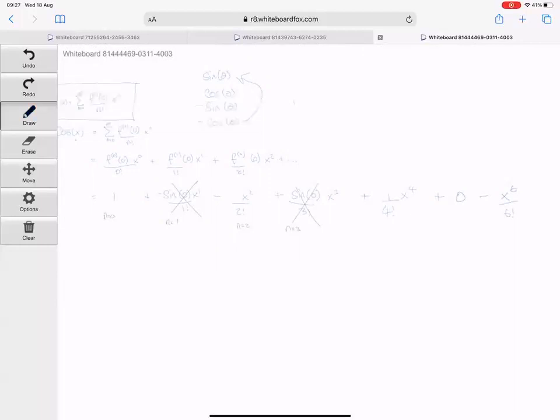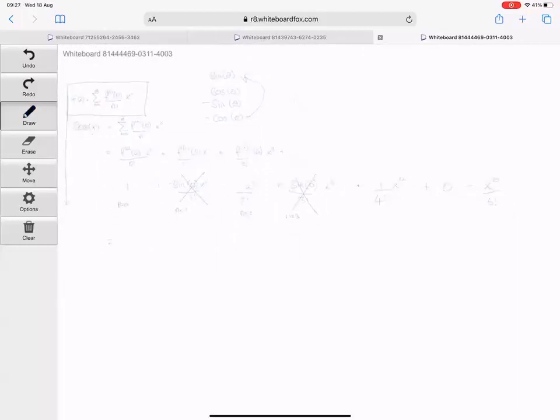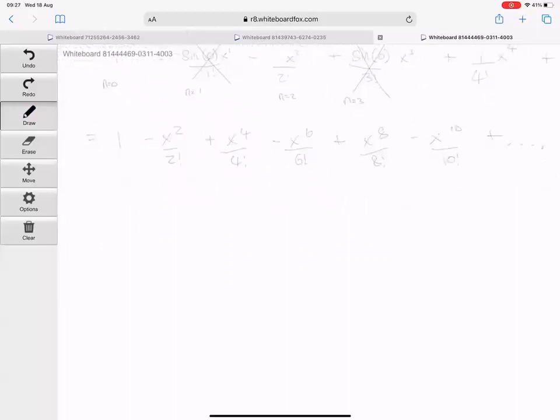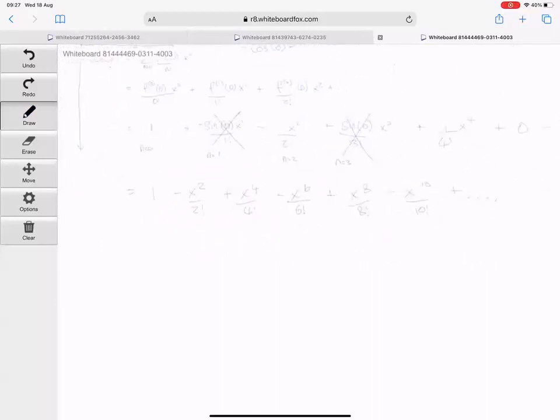Okay, and if I just write this out and ignore the 0 terms, then you can kind of see 1 minus x squared over 2 factorial plus x to the 4 over 4 factorial minus x to the 6. You can see it oscillates between positive and negative, but it's only even powers. Okay, so that is another way to write the cosine function.